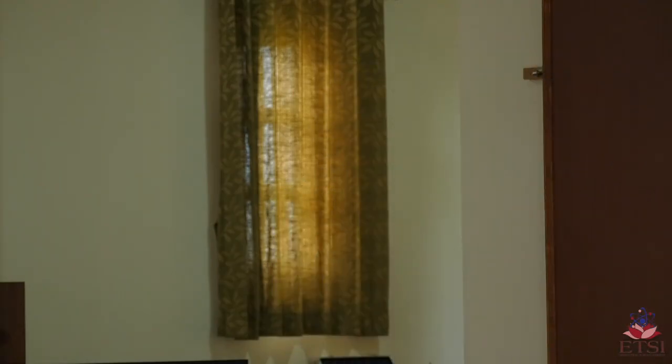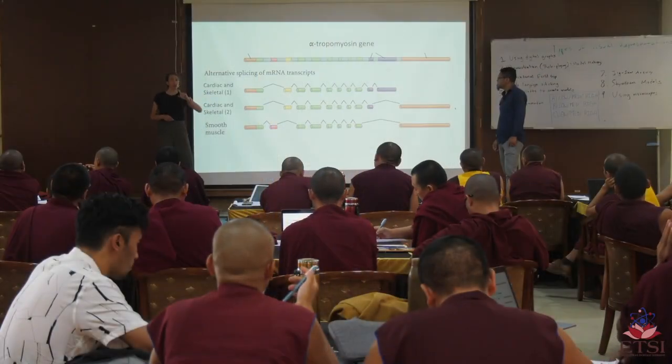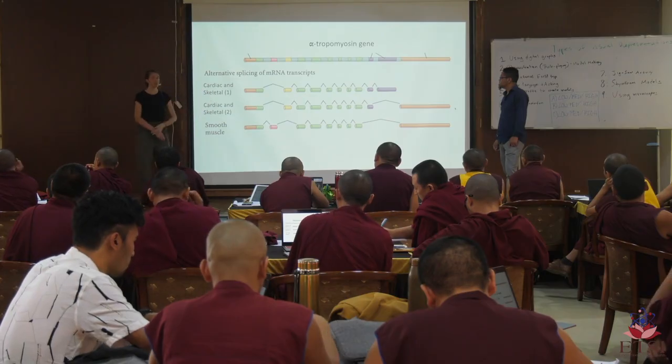Up at the top here, we see a picture of just one gene, and this gene is called alpha tropomyosin.